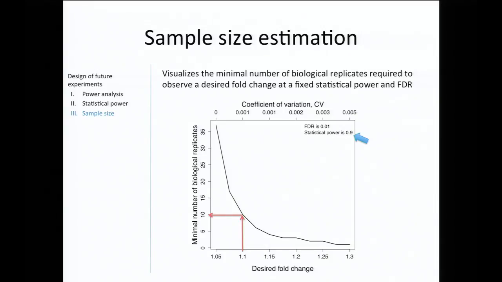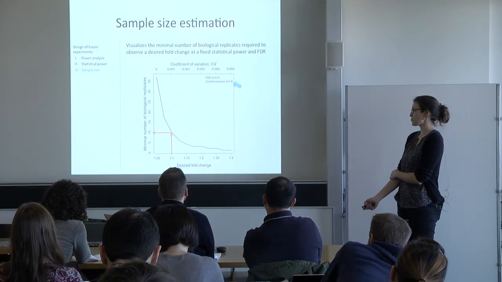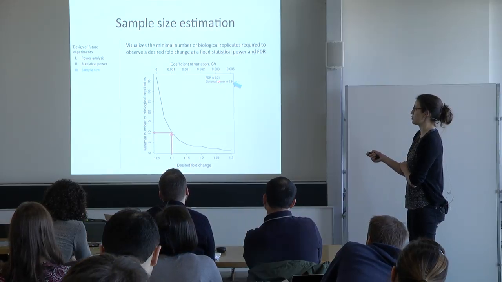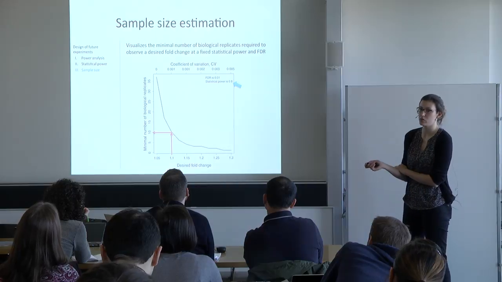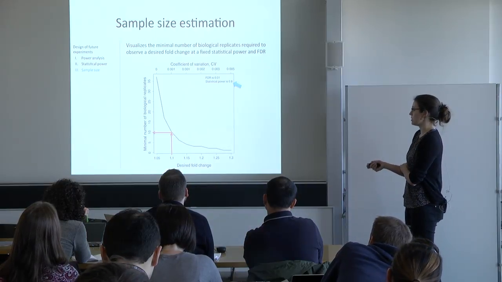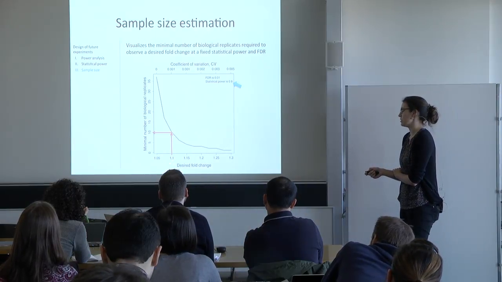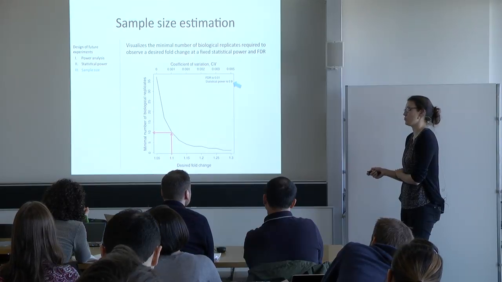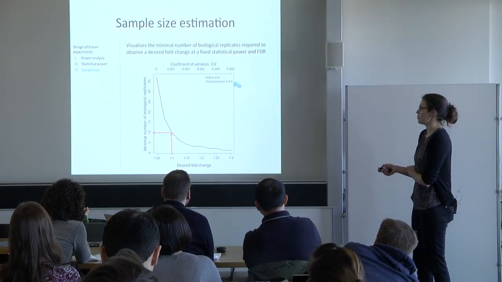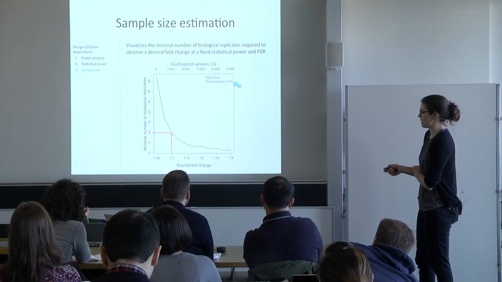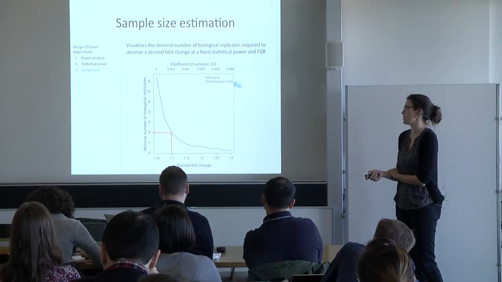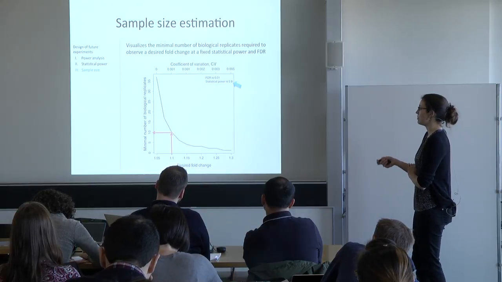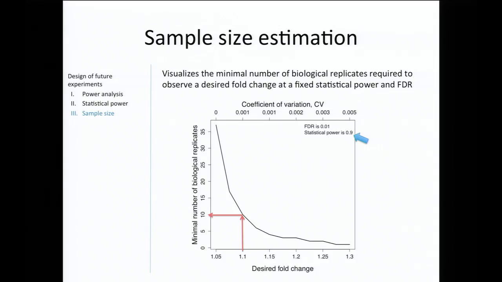And if you look at sample size estimation, you again need to specify the false discovery rate and the statistical power that you want to achieve. And you can see that if you want to actually see this desired fold change of 1.1, you would require at least 10 biological replicates for data that has approximately the same variance as the data set you've been measuring right now.